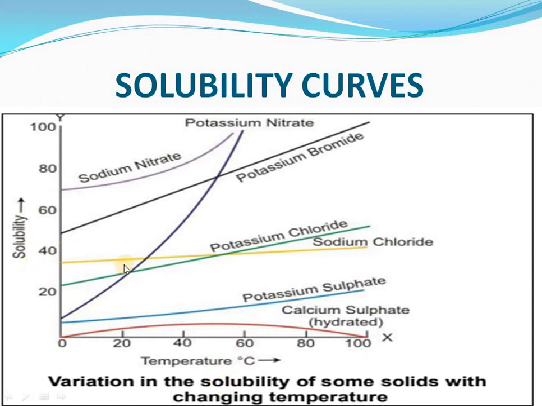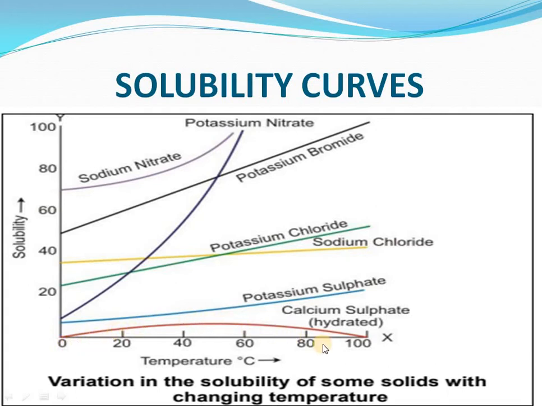You see from here, this is a straight, steep line for potassium bromide. It means the solubility of potassium bromide increases with temperature. Potassium nitrate increases even more with temperature. Sodium nitrate also increases with temperature. Here the solubility remains the same or changes only a little. Potassium chloride solubility increases but by a smaller amount. Potassium sulfate solubility is also increasing but to a lesser extent. And calcium sulfate solubility first increases and then decreases.